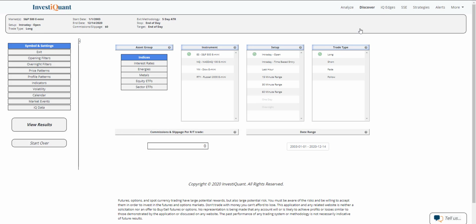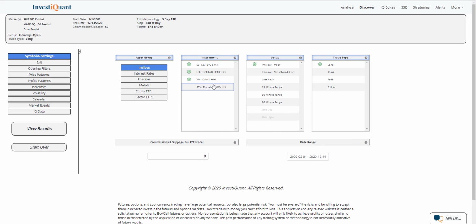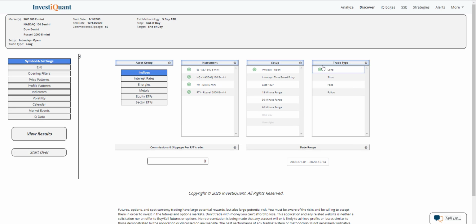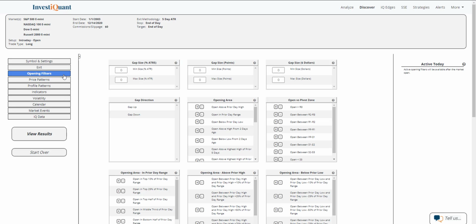Let's set this up here looking at all four instruments. The setup's going to be based upon getting long at the open, which is 9:30 a.m. Eastern Time. It's exiting at the close, which is 4:15 p.m. Eastern Time. For the opening filters, we do have a strong overnight session developing here. So I'm going to hit equals next to open above prior day high.